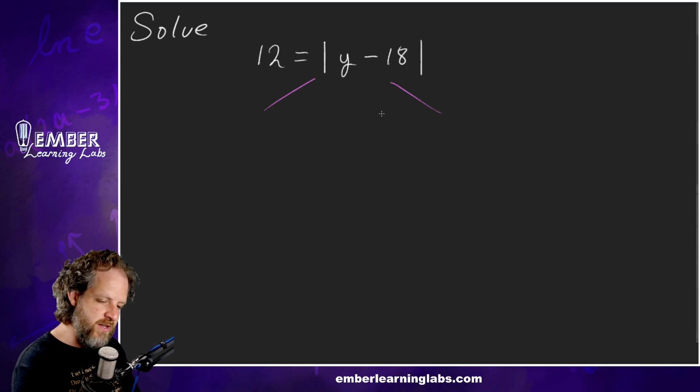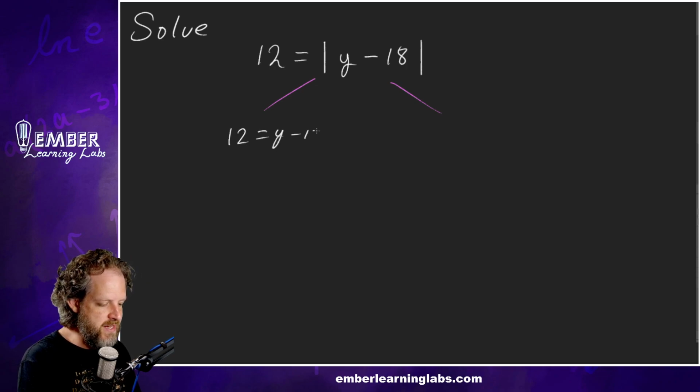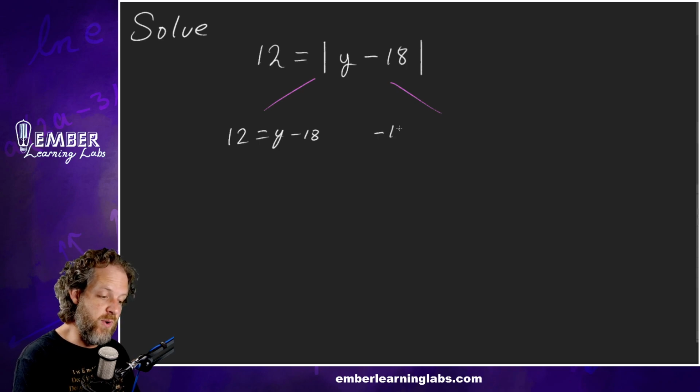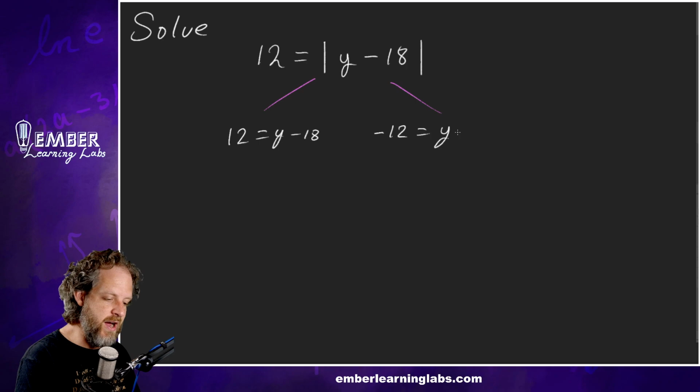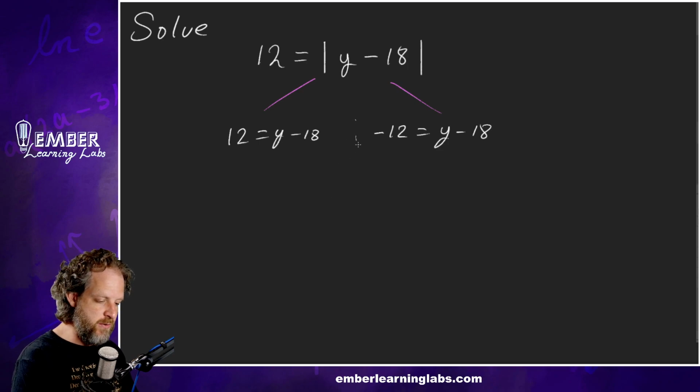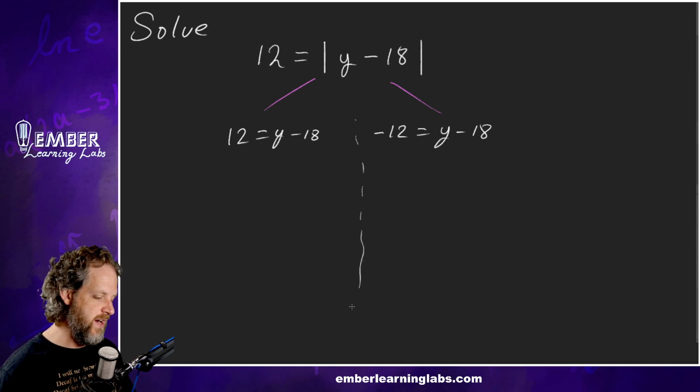So we're going to turn this into positive 12 equals y minus 18 and negative 12 equals y minus 18. Sorry, I had to breathe. I was getting too excited, right? And then we just solve each one of these little baby equations and get two different answers.